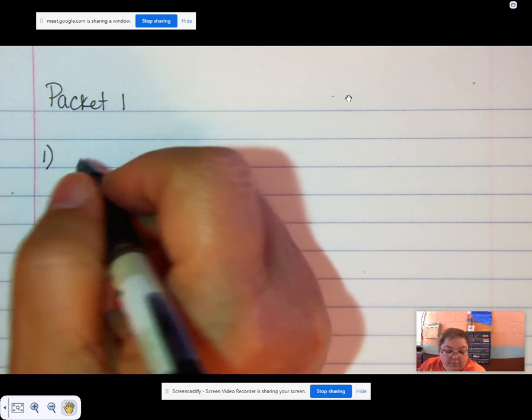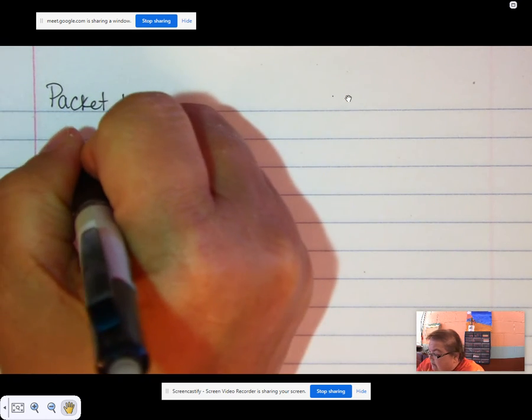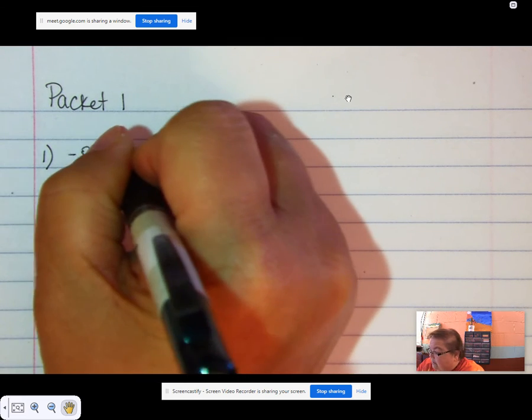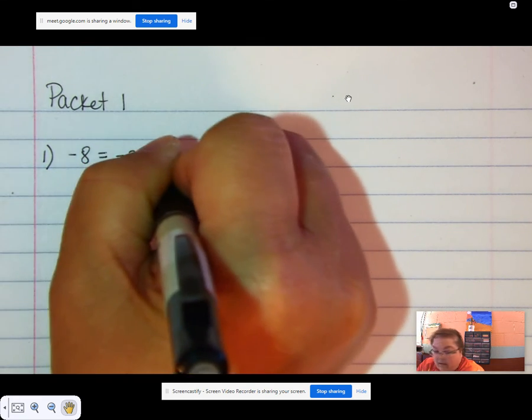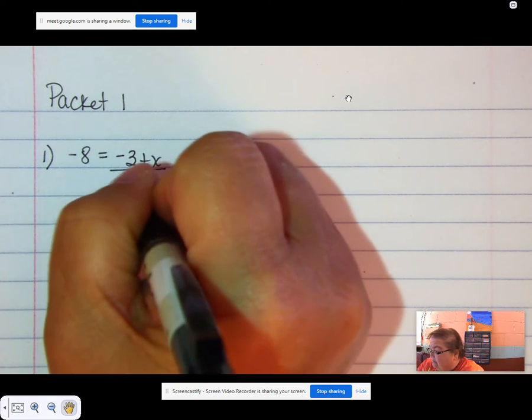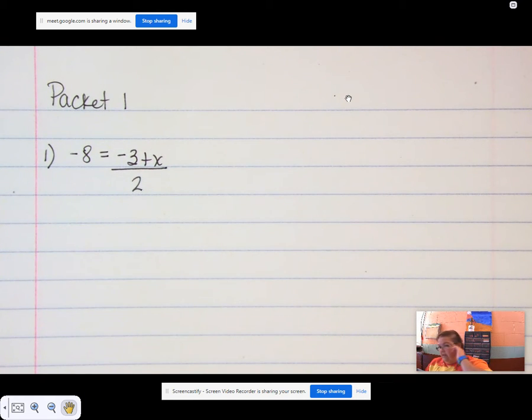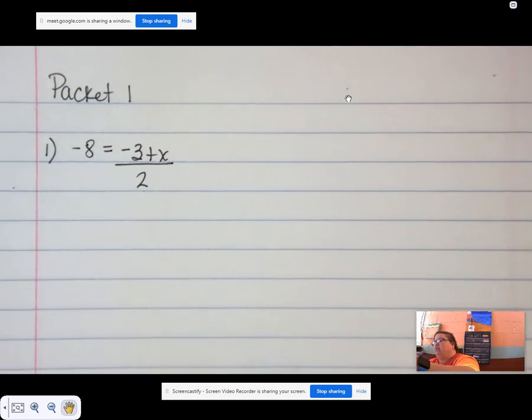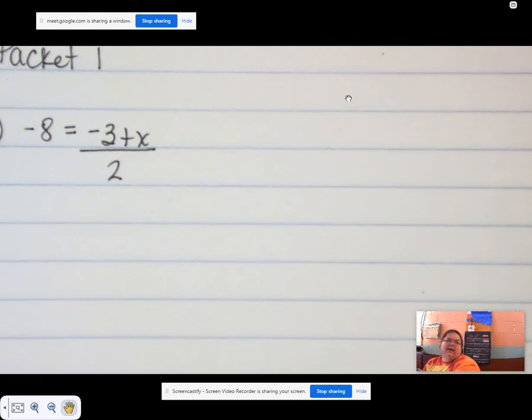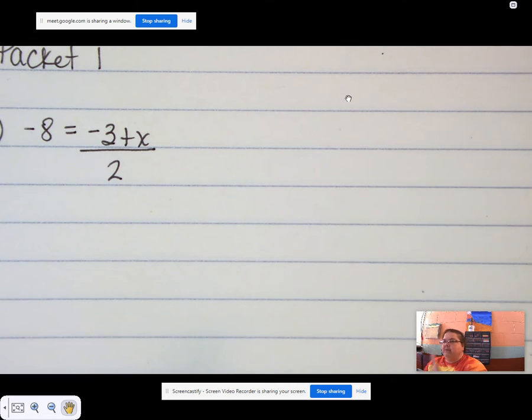So we're going to write the problem. Negative 8 equals negative 3 plus x all over 2. Okay, I'll give you a second to write that down. Okay, when the entire side with the variable is a fraction, what's my first step?